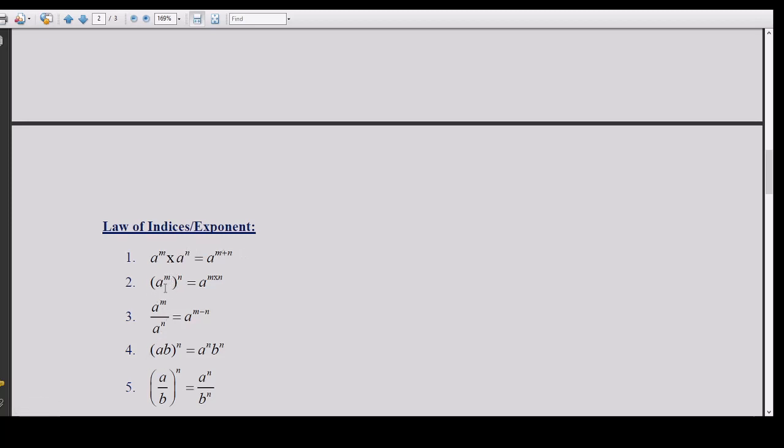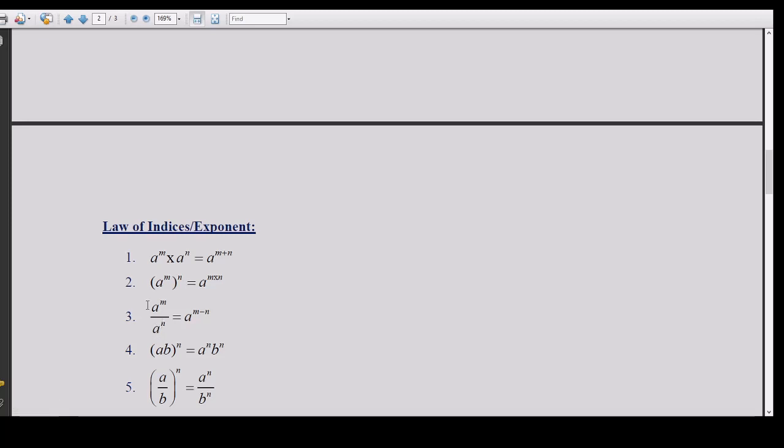(a^m)^n is a^(m multiply n). Here a is the base, m is the power of that base. Remember, a is the base, m is its power. Here also a is the base, n is the power.